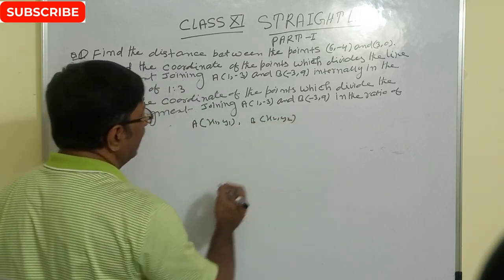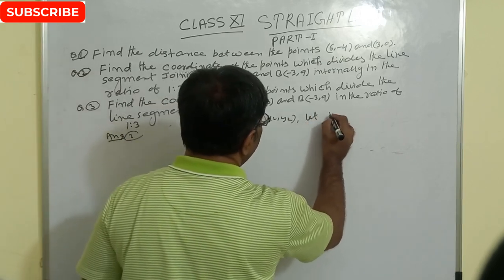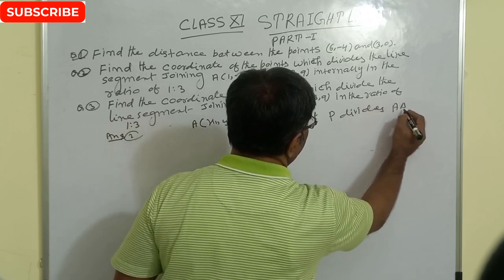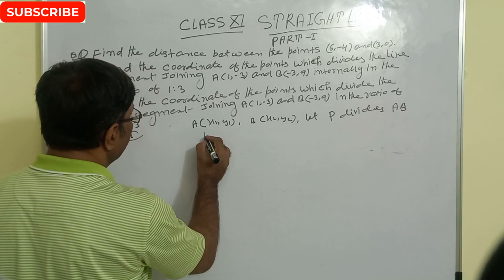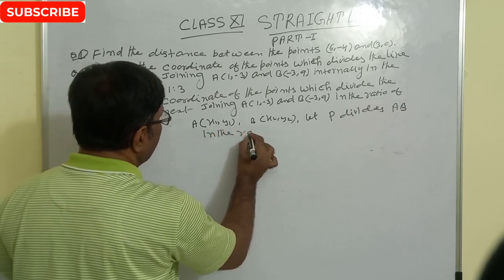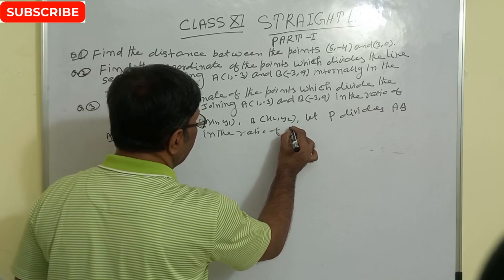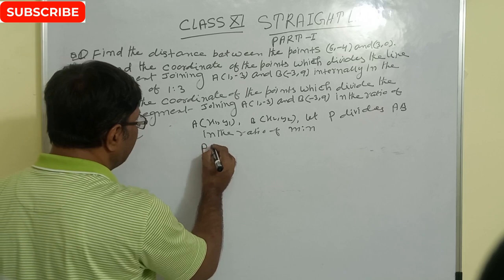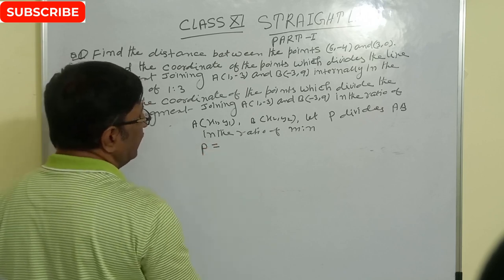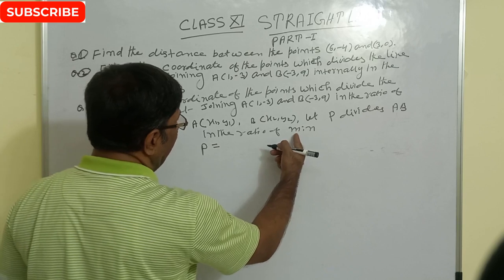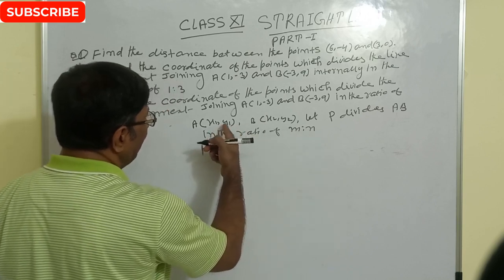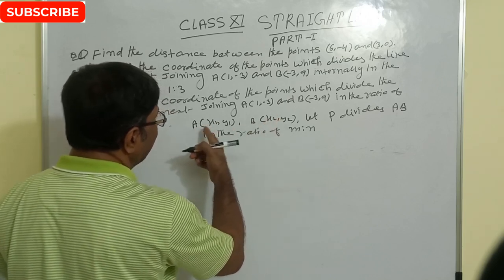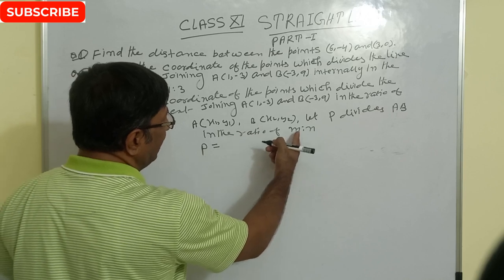And suppose P, let P divide AB in the ratio of suppose m is to n. Then coordinate of P, that is coordinate of P equal to what? Your formula is, this is x1 y1 A point, x2 y2 B point, and there is a P which divides AB in the ratio of m is to n ratio.